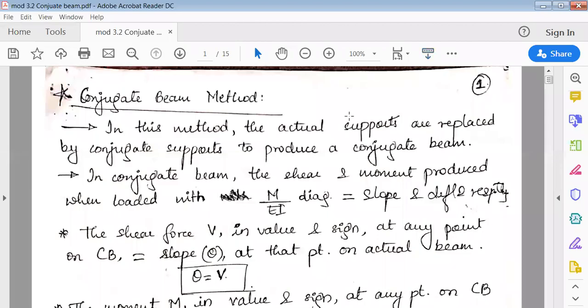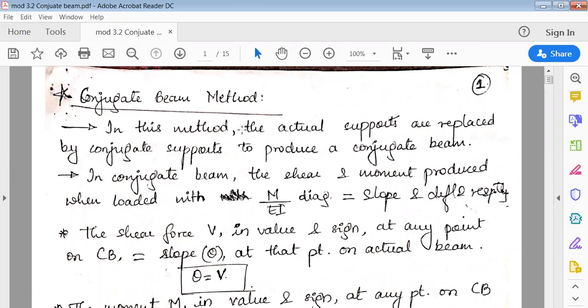Hello everyone. So we are dealing with module 3, and that is deflection of beams, and we have two methods to find the slope and deflection of the beam. The first was the moment area method, and the second is the conjugate beam method. The moment area method is already finished, which you can check out in the previous videos, and the next method, the second method, is the conjugate beam method.